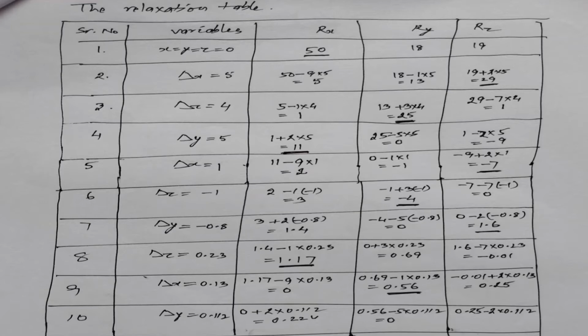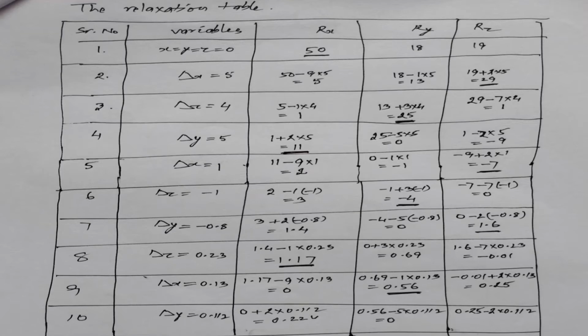Now minus 4 is greatest, which is Ry. So we have to reduce Ry. So we take delta y equal to minus 0.8. And then Ry becomes minus 4 minus 5 into minus 0.8 equal to 0. Correspondingly, Rx becomes 3 plus 2 into minus 0.8 equal to 1.4, and Rz becomes 0 minus 2 into minus 0.8, that is equal to 1.6.